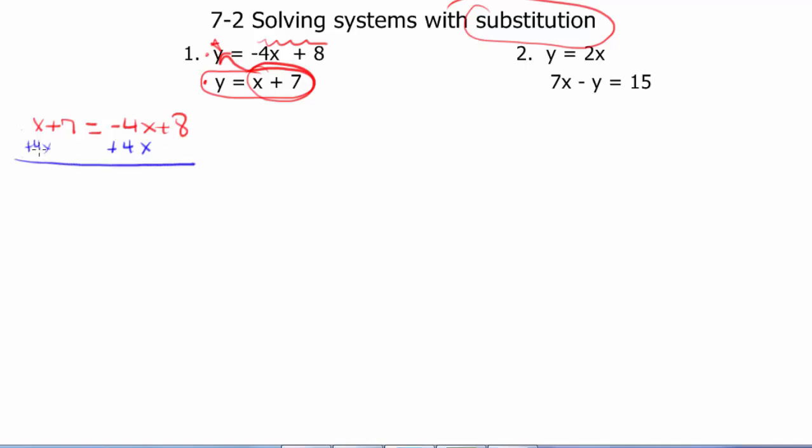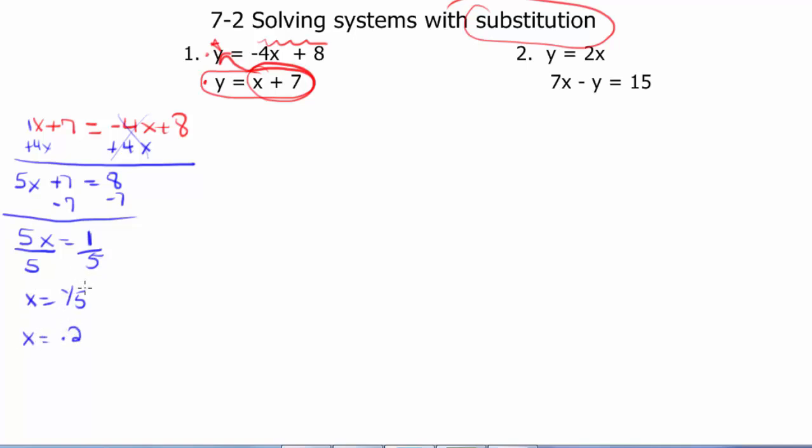Remember, if we're moving it across the equal sign, you have to change the sign. So this is really a 1x. So this becomes 5x plus 7 equals 8, because this canceled out. So now we are still trying to get x by itself. So now we subtract 7, and we get 5x equals 1. Remember, only like terms can be added and subtracted. Now we divide by 5. x equals 1/5, and you can change it to a decimal if you would like. It's totally up to you. So x equals 0.2.